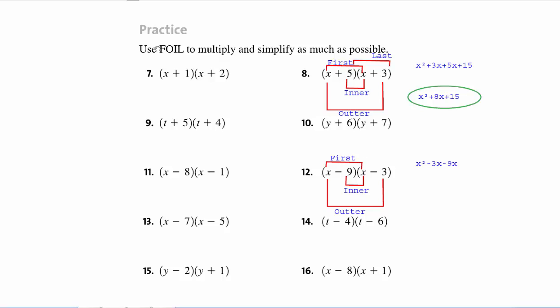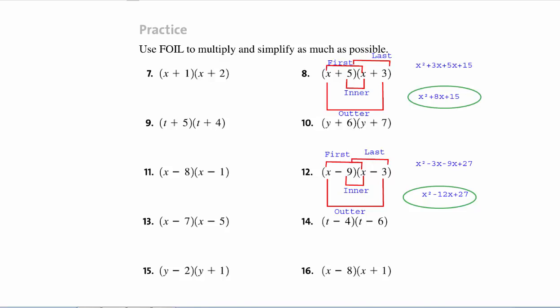And then we need the last terms. The L is for last. And that will be the negative 9 times negative 3, which is positive 27. And then we're going to want to combine like terms, the negative 3x and the negative 9x, to get negative 12x. And our final answer will be x squared minus 12x plus 27.